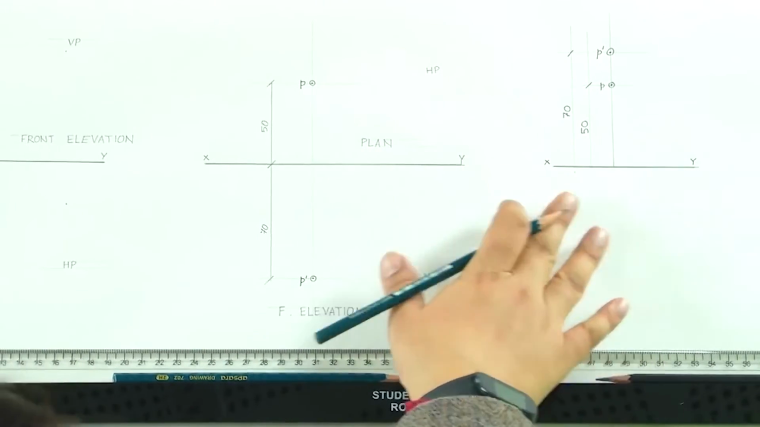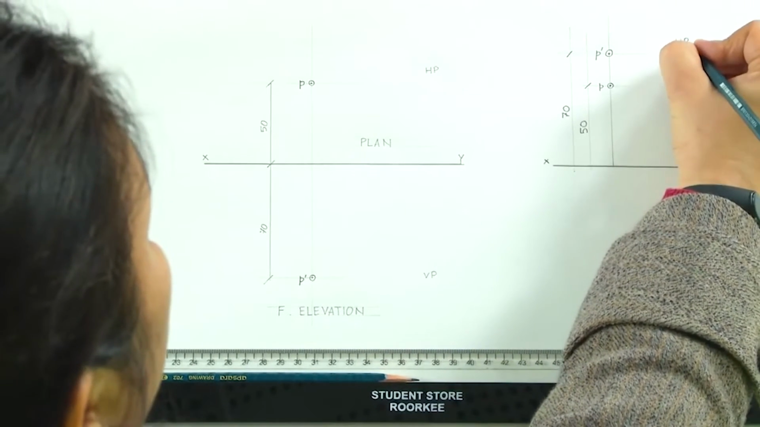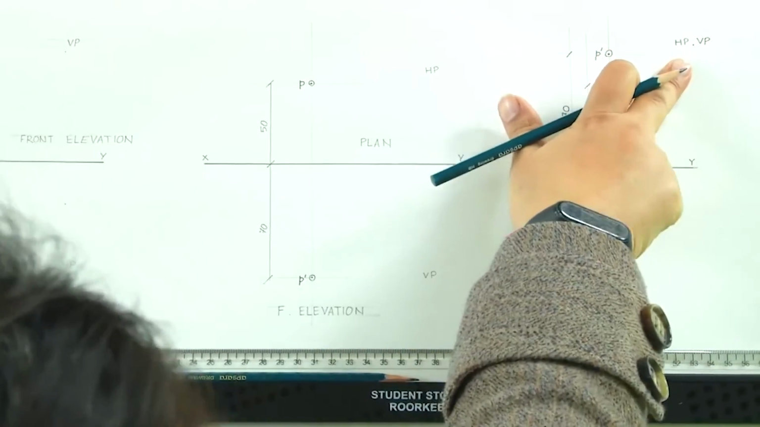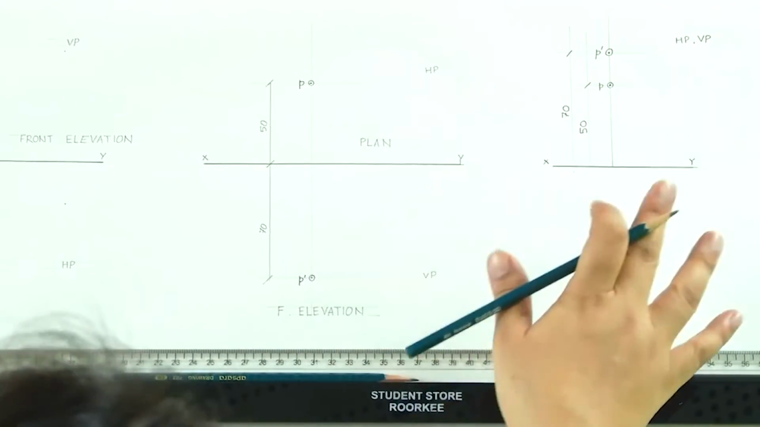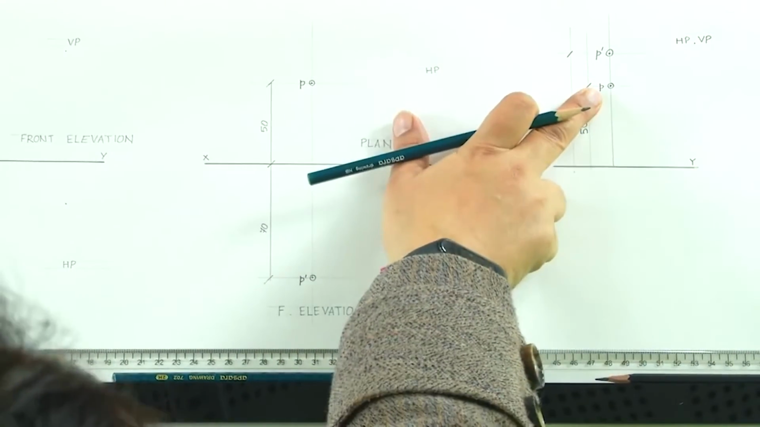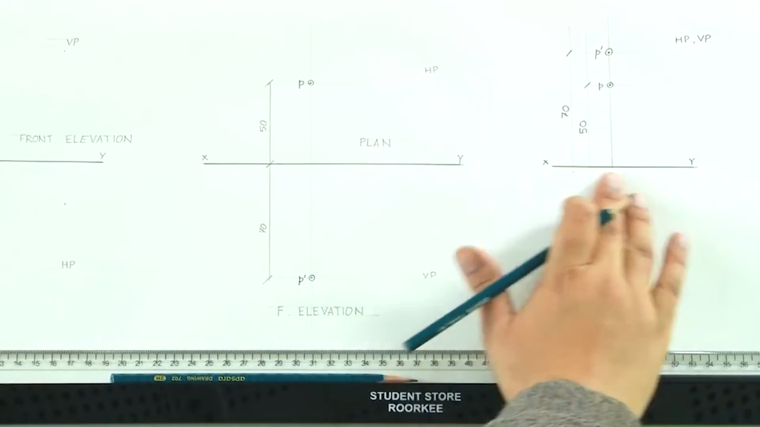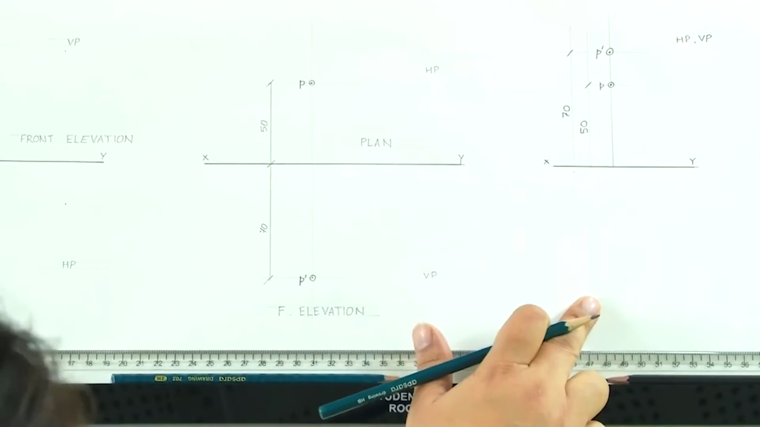This is how we will show, and here it is both HP, VP above the reference line, which means that in this particular drawing, the object is placed in the second quadrant. That is why we will see nothing in the lower part of the drawing below the reference line.